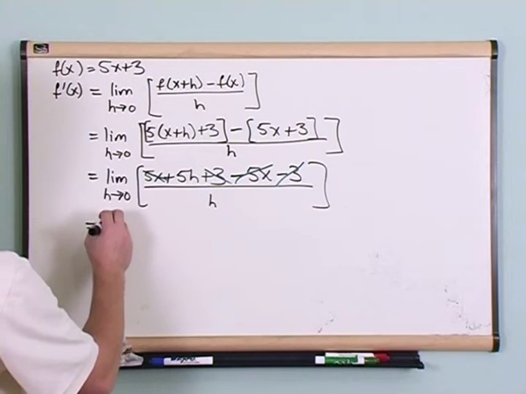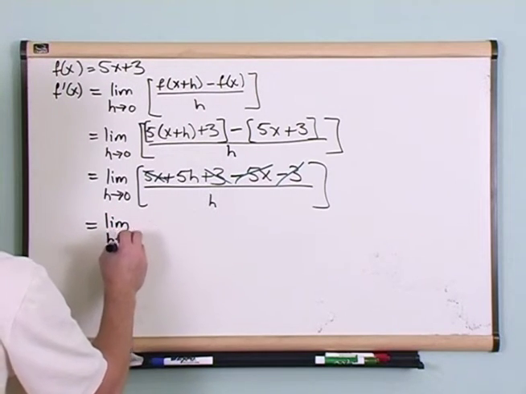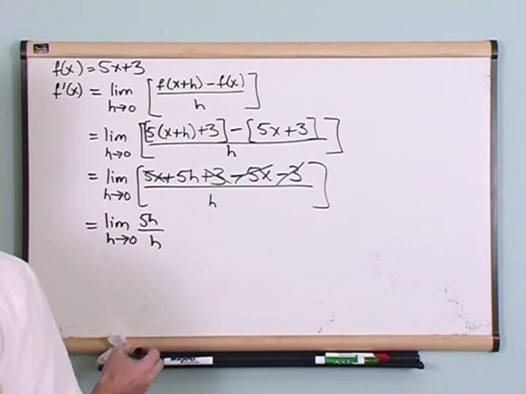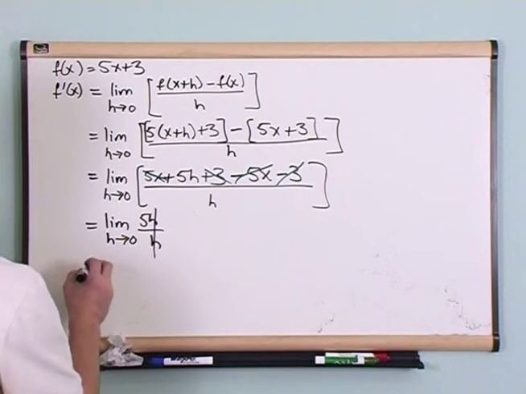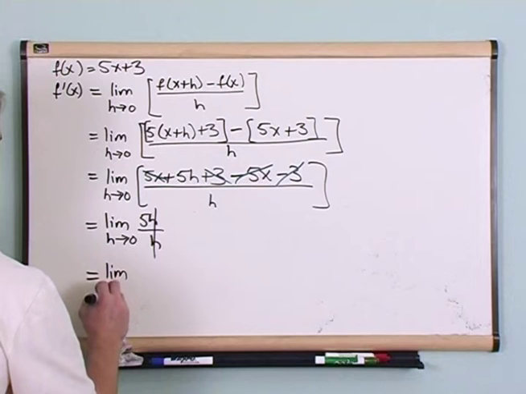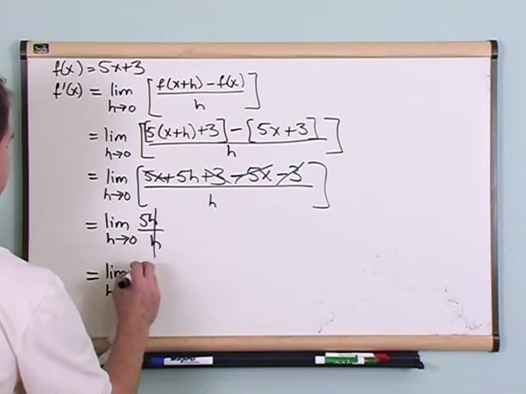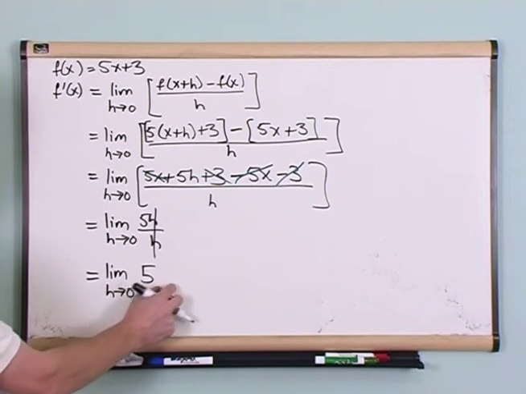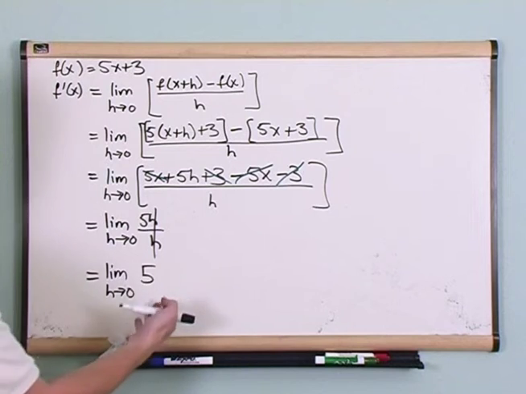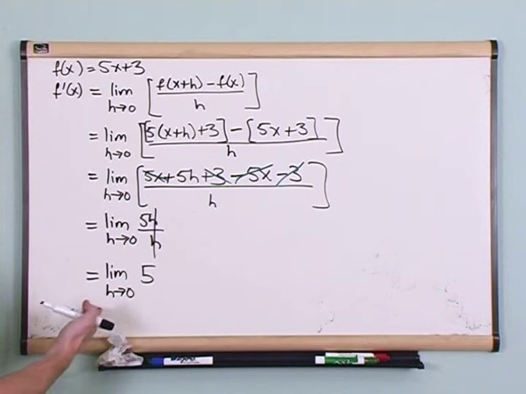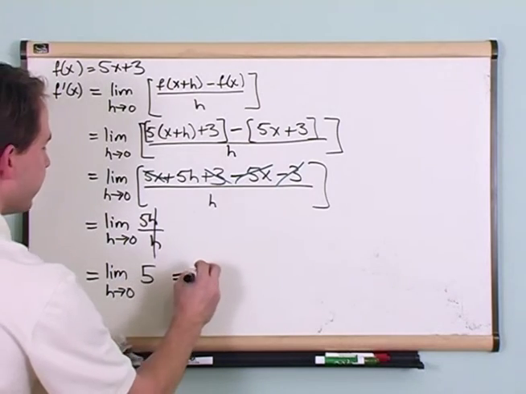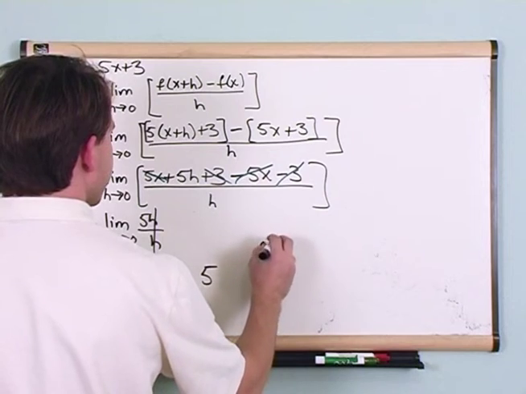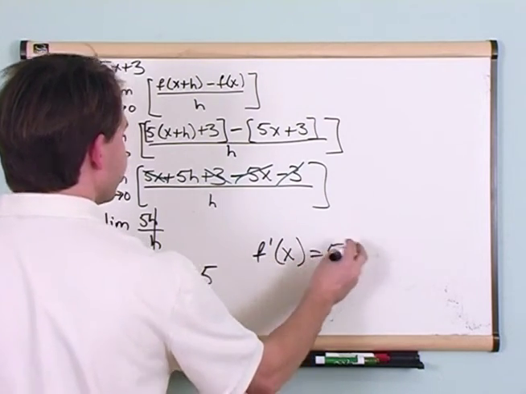So in the end, it's the limit as h approaches 0 of 5h over h. Now, of course, h divided by h is 1, so I'm going to take that out. So it's the limit as h approaches 0 of the number 5. Now this looks goofy. I'm taking the limit as h approaches 0, but there's no h anywhere. Well, that means there's no dependency on h, so I don't even have to do anything to it to take the limit. Okay? So the answer is just 5. So what that means is the derivative of f of x is equal to 5. Okay?